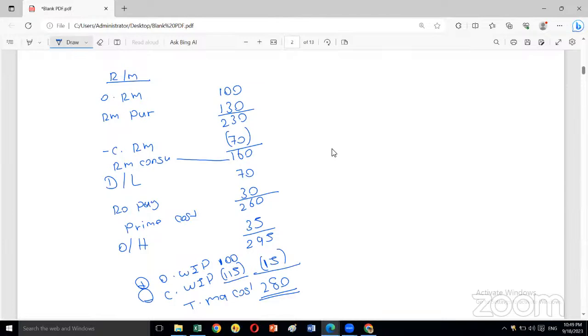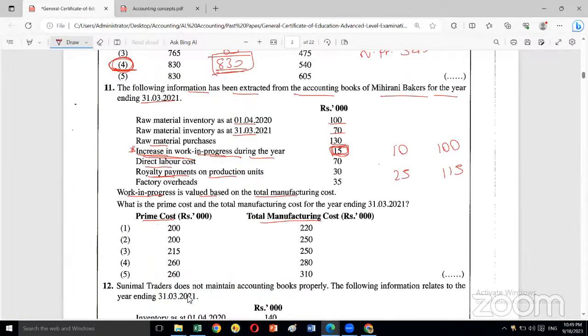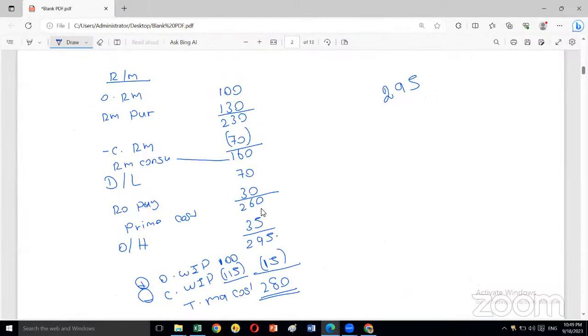Baba, another way is there. I'll do it from here. My total manufacturing cost is how much? 295. Another way to do the work in progress: if they say an increase in work in progress, always remember, it means I am going to minus. Increase means I should decrease. Decrease means I should increase.